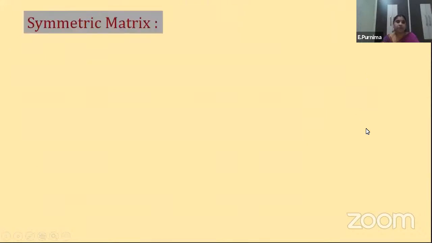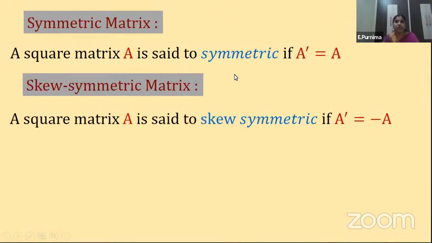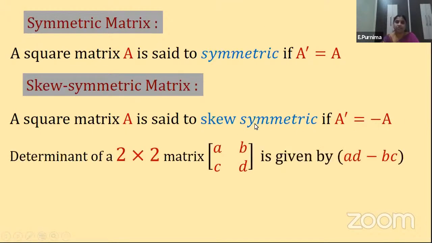The next one is the symmetric matrix. A matrix is said to be symmetric if A transpose is equal to A. The other one is the skew symmetric matrix, where A transpose is equal to minus A, that is, the additive inverse of the given matrix. Then we say that the matrix is a skew symmetric matrix.